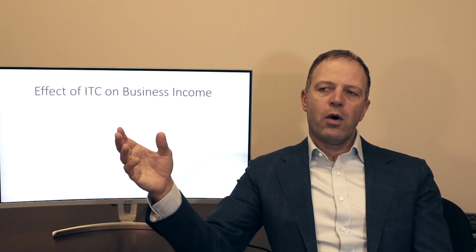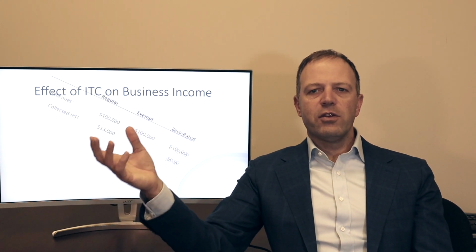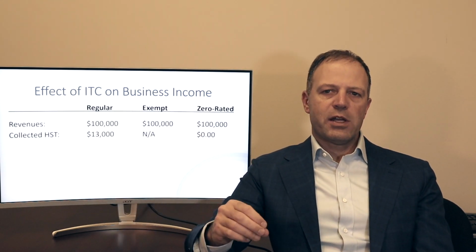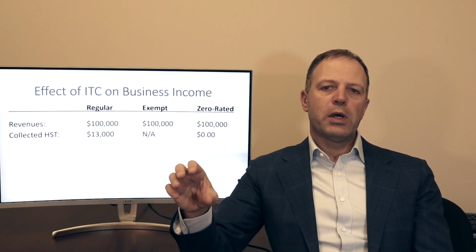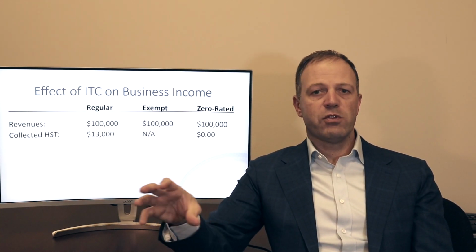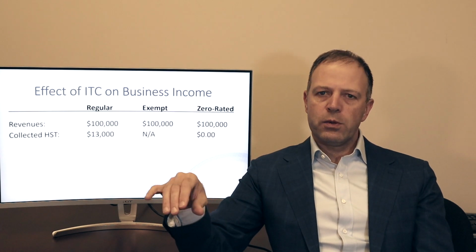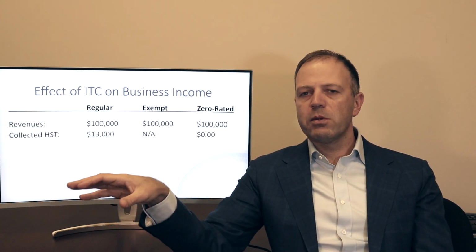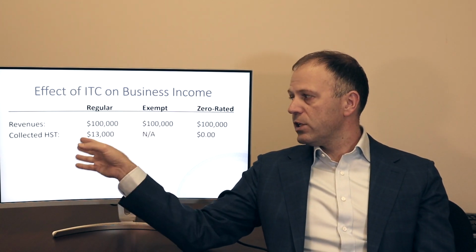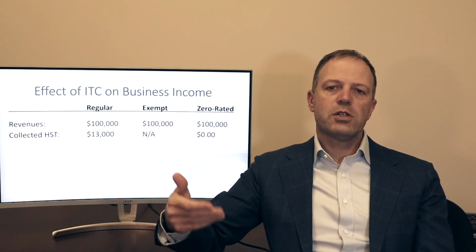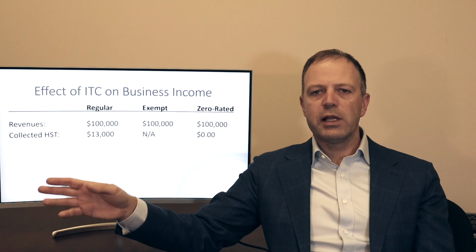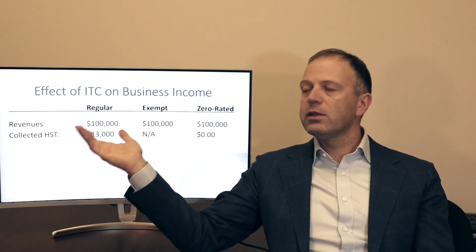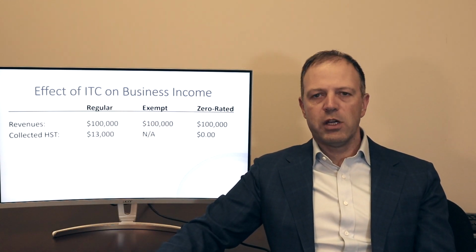Now, on the financial side, the difference would be very substantial. In an example where during a reporting period you have collected $100,000 of revenues, what it would mean is that the regular business technically received $113,000, HST added at 13%. Both exempt and zero-rated would collect only $100,000. They do not collect the HST on top of their sales.